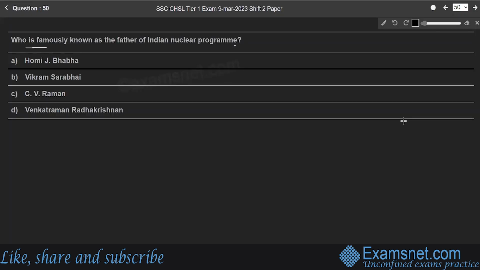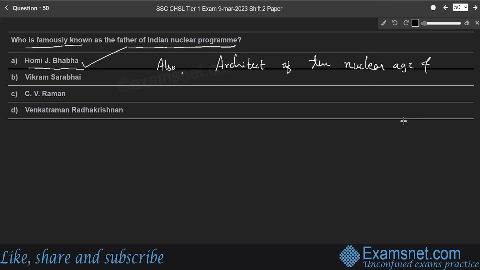Question 50. Who is famously known as the father of the Indian nuclear program? Here option A, Homi J. Bhabha. Homi Jahangir Bhabha is known as the father of the Indian nuclear program. He is also called the architect of the nuclear age and the architect of the atomic bomb.